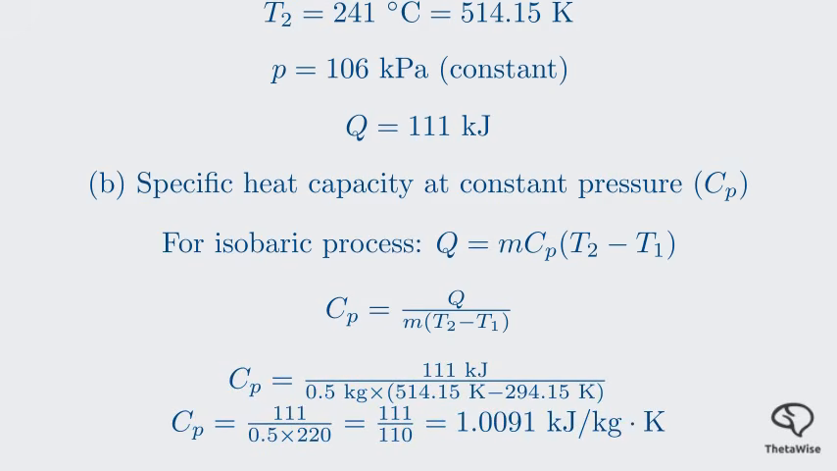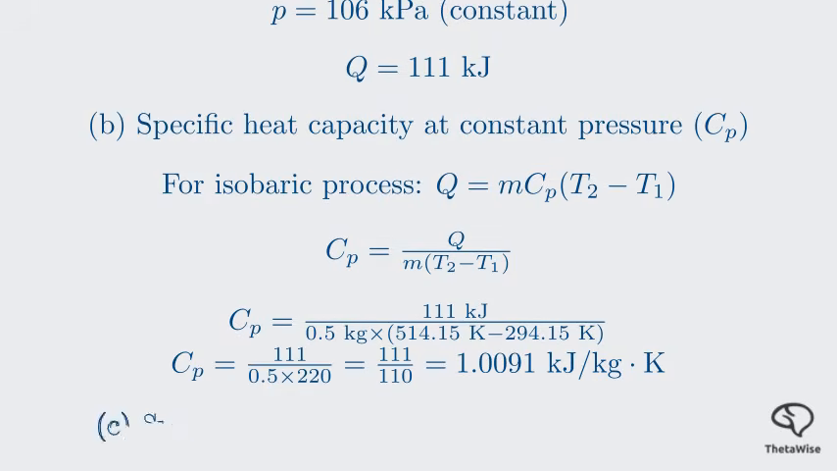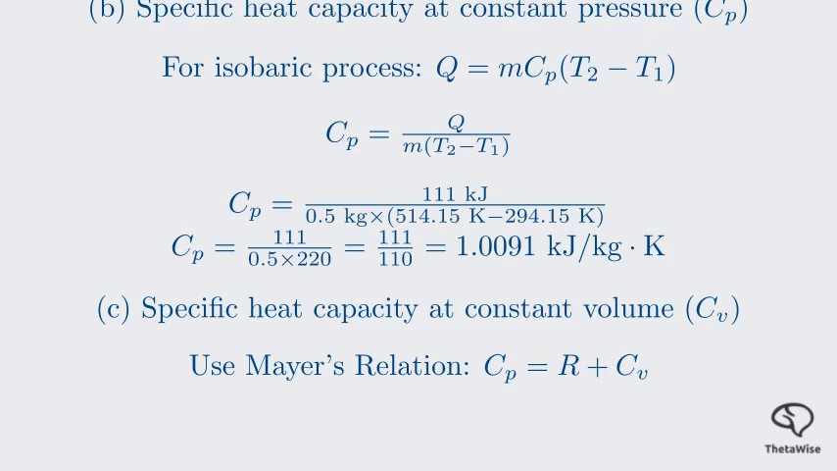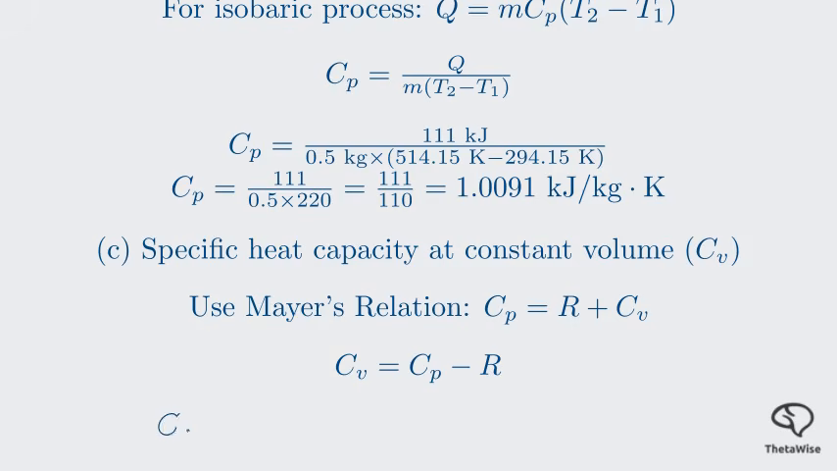Next, part C. Find the specific heat capacity at constant volume, Cv. We can find Cv using Mayer's relation, Cp equals R plus Cv. Rearranging to solve for Cv, we get Cv equals Cp minus R. Plugging in the values we found for Cp and R, we get Cv equals 0.7839 kilojoules per kilogram Kelvin. This also matches the textbook.